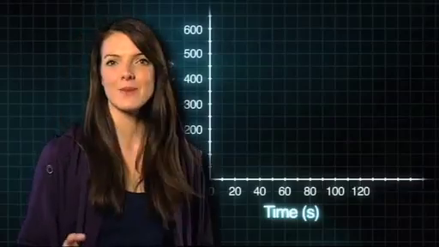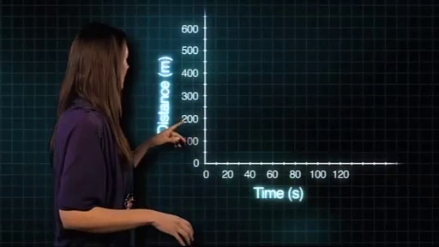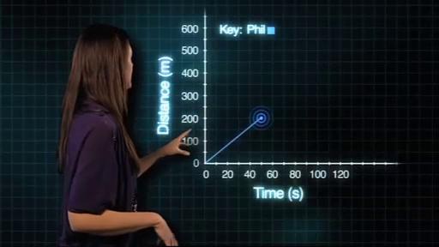Oh, it doesn't look like Dave is much of a rower either. And I bet the graph shows us that as well. So let's have a look at Phil's first. Let's have a look at his distance time graph.